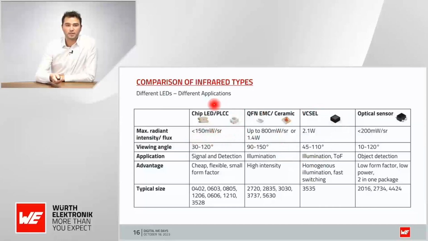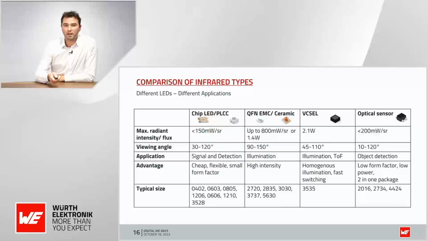Basically here I have chip LEDs and PLCC LEDs. Those are low power LEDs. They have a quite low radiant flux or radiant intensity, with different viewing angles from 30 to 120 degrees. They are mainly used for signal and detection. The good thing about those is that they are really cheap, really small, and you can make them flexible, putting them in different applications because they are so small. And there are different typical sizes that are very common on the market. So this is for the low power chip LEDs and PLCC.